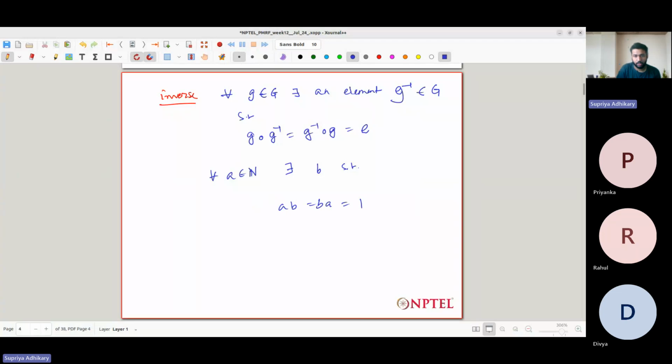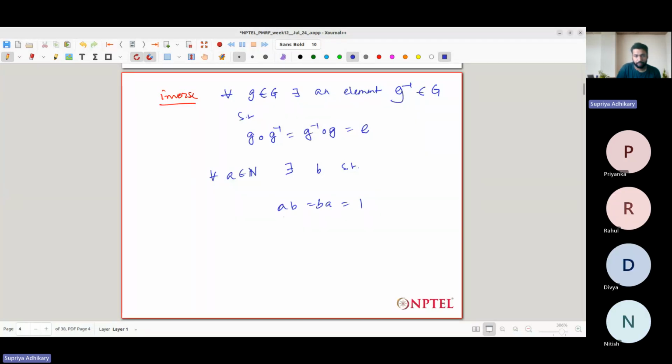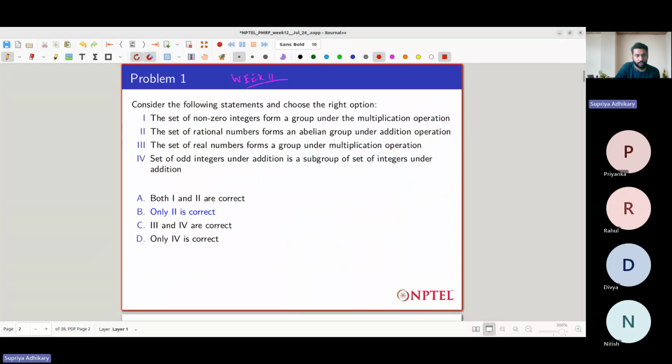But that is not possible, because if A is a positive integer, then B does not belong to N. For a positive integer N, this B is nothing but 1 over N, but 1 over N is not an integer. So the inverse property is not satisfied, and the first one is not a group. That is, the set of all non-zero integers under the multiplication operation is not a group.